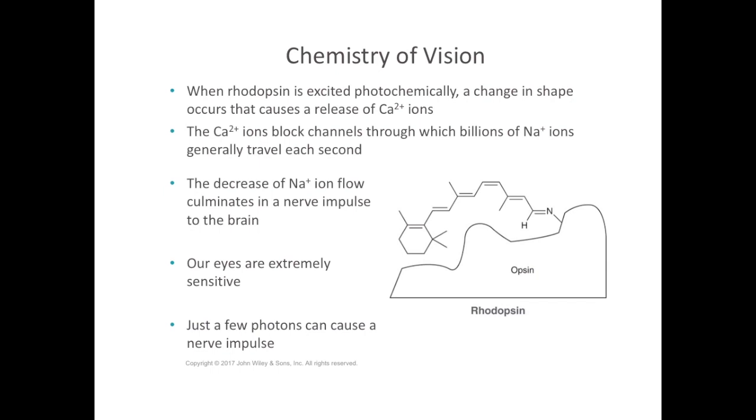When the molecule of rhodopsin is excited photochemically, it results in a change in shape, which ends up releasing calcium ions. Calcium ions block channels through which billions of sodium ions generally travel each second. As a result of a decreasing sodium ion flow, a nerve impulse is generated, and that is interpreted as visual information. Our eyes are so sensitive that it just takes a few photons to cause this nerve impulse.